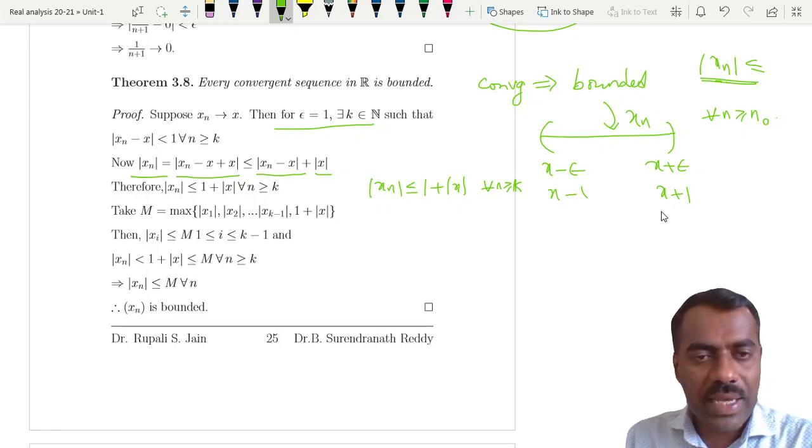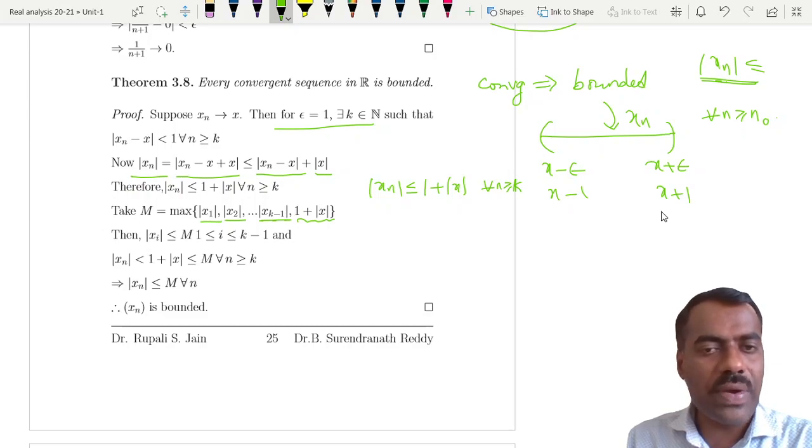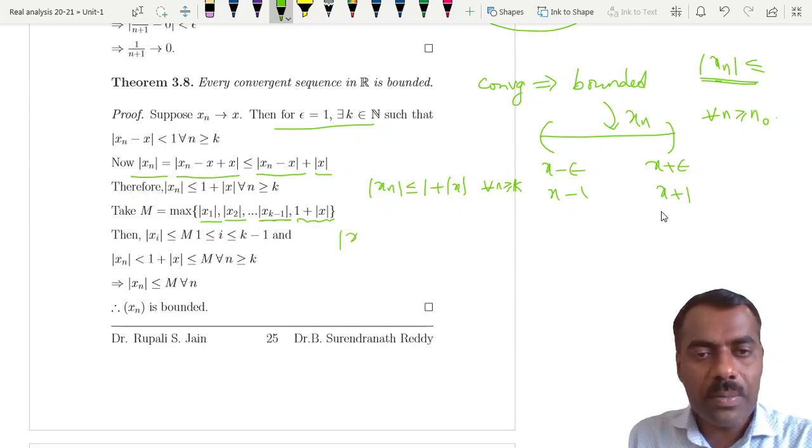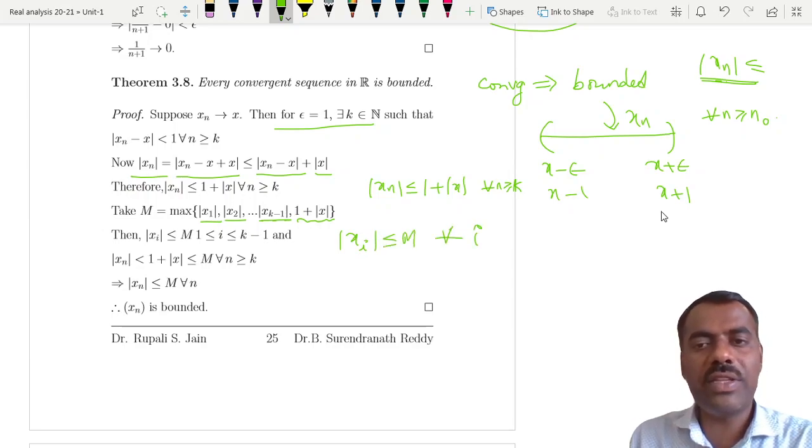So what is remaining is mod x1, mod x2 up to mod x(k minus 1), you take. Okay, then from xk onwards, we know that mod xn is less than or equal to this value, so you put 1 plus mod x here and take m as the maximum of all these values. So your m is nothing but the maximum of the absolute values of this string. Then you can easily check that mod xi is less than or equal to m for every i, no matter whether it is before k or after k, right?